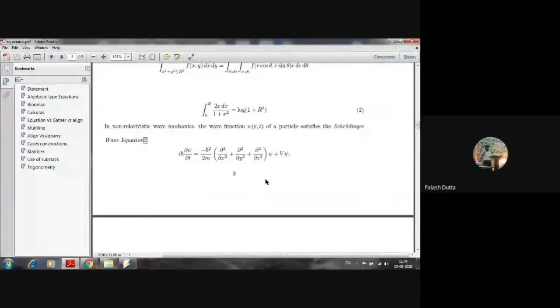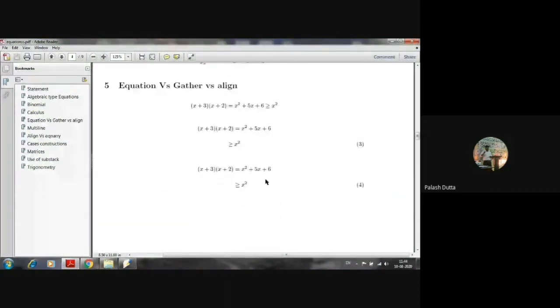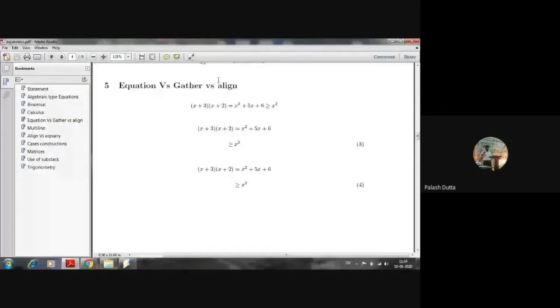Then come to equation versus gather versus align. So using these three environments, begin equation, end equation, then begin gather, end gather, then begin align, end align, we can write expressions. But what are the differences we can observe here?